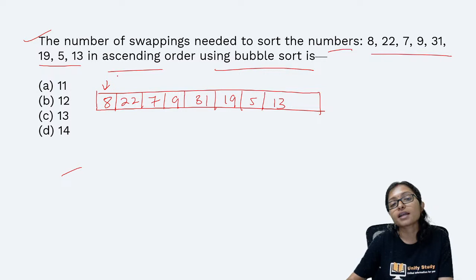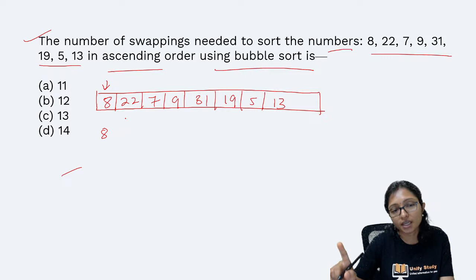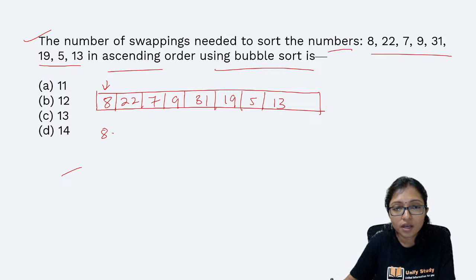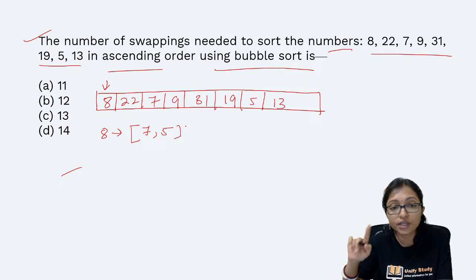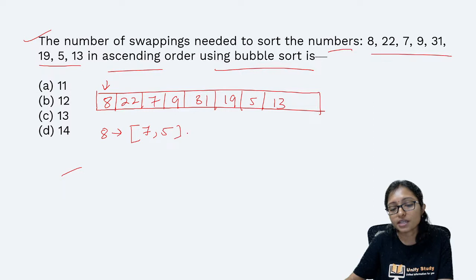For 8, you need to check how many elements are less than 8. That is 7 and 5. Just check for 8 how many elements are less than it; there we need to do the swapping. So for 8, 7 and 5 are less, so there will be 2 swappings. 2 swappings will be done for 8.